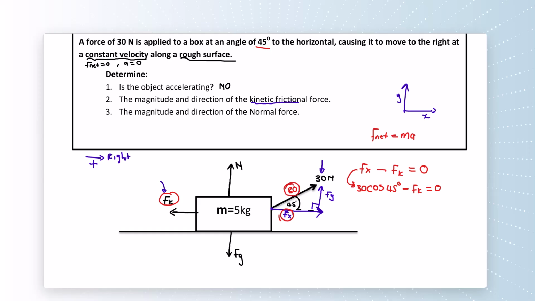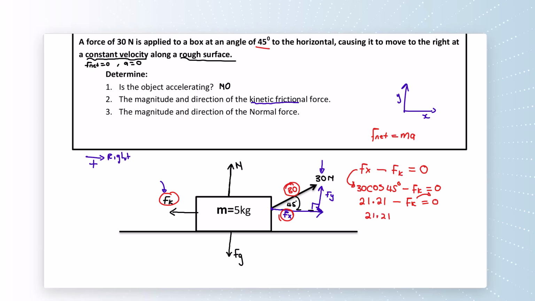Okay, let's go ahead and punch this into the calculator. 30 cos 45 is going to be 21.21, rounded off to 2 decimal places, minus Fk equals 0. I'm going to transpose the Fk so that it can be positive there.